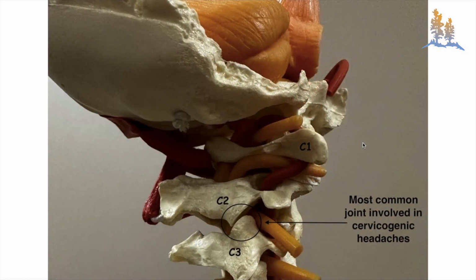Here are the joints of the neck. We have the first cervical vertebrae labeled C1, the second cervical vertebrae labeled C2, and the third cervical vertebrae labeled C3. This is the base of the skull right here. This is part of the brain. What's in red are some muscles, and then these orange tubes are an example of the nerves branching off the spinal cord. The joints of these cervical vertebrae can cause headaches, and this one circled here between the second and third vertebrae is one of the most common joints involved in cervicogenic headaches.